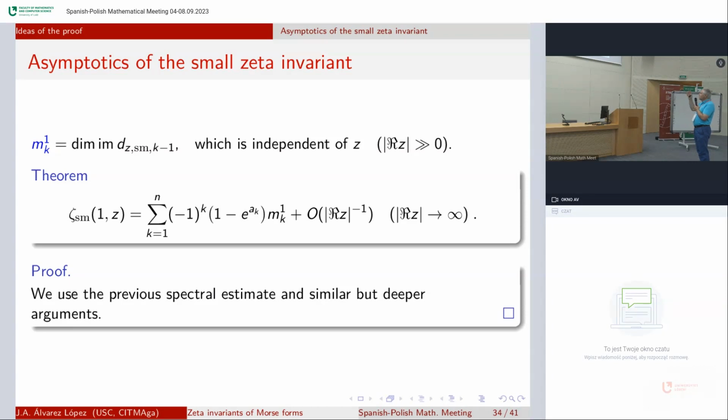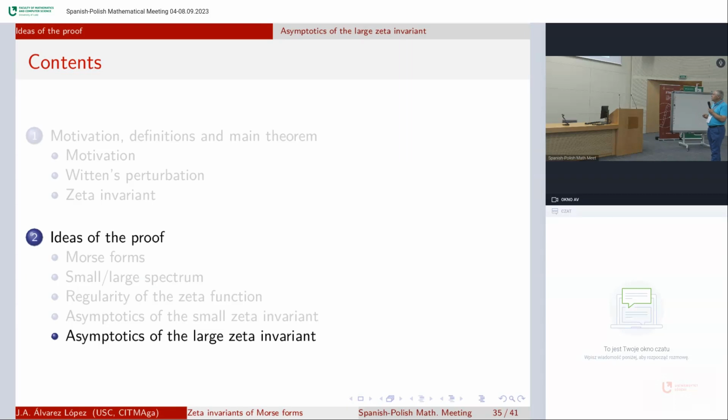And to prove this, we use the above spectrum estimate and some similar arguments, but a little bit different, using the maps phi c and psi c. Now let's see how is the asymptotics of the large zeta invariant.